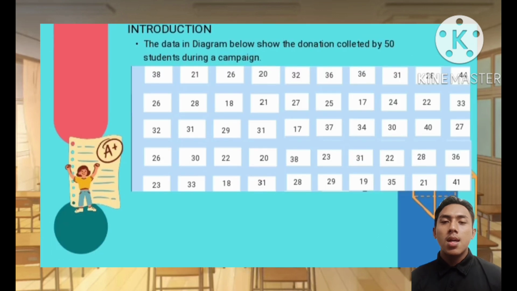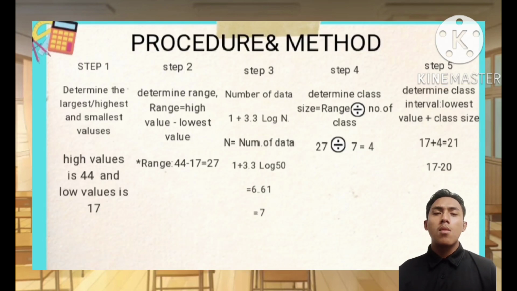Next, I will start with the introduction. The data in the diagram below shows the donations collected by 50 students during a campaign. I will explain the procedure and method.